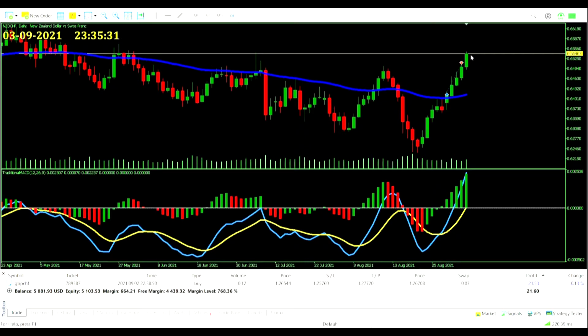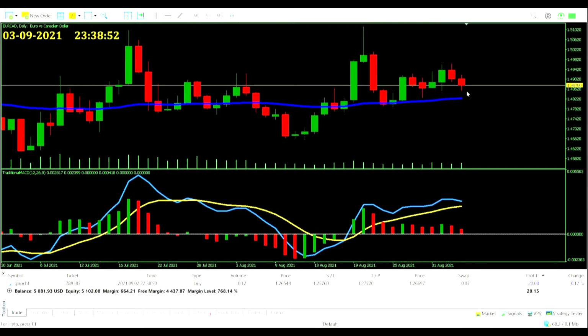Would have been nice to have a bit of this trade still open. You can see this was our trade. We took profit up here, but another really strong green day for New Zealand dollar. Hopefully see some red days on the Euro Canadian dollar. If we can get people selling off the Euro, get that MACD below 0, potential signal there.